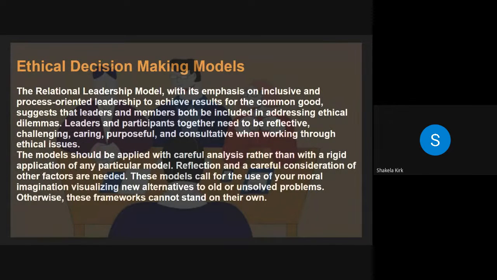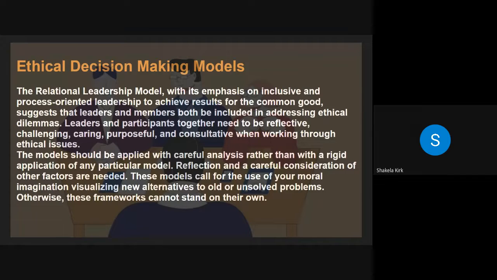Now we have ethical decision making models. The relational leadership model, as mentioned before, with its emphasis on inclusive and process oriented leadership to achieve results for the common good, suggests that leaders and members both be included in addressing ethical dilemmas. Leaders and participants together need to be reflective, challenging, caring, purposeful, and consultative when working through ethical issues.